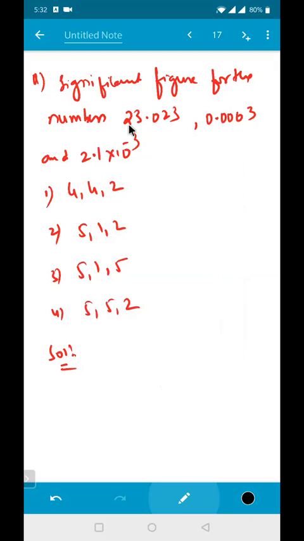See this one. Now, according to the rules, all the zeros in between the two non-zero digits will be significant. 1, 2, 3, 4, 5. So this has 5 significant figures. For this one right now, all the zeros to the left of your non-zero digit will always be what for me? Insignificant. So it is only one significant figure for this one. This is 2.1. Power has no units, so it has only how many? Two significant figures. So what will be the correct answer for me? 5, 1, 2 will be the answer for the given question.